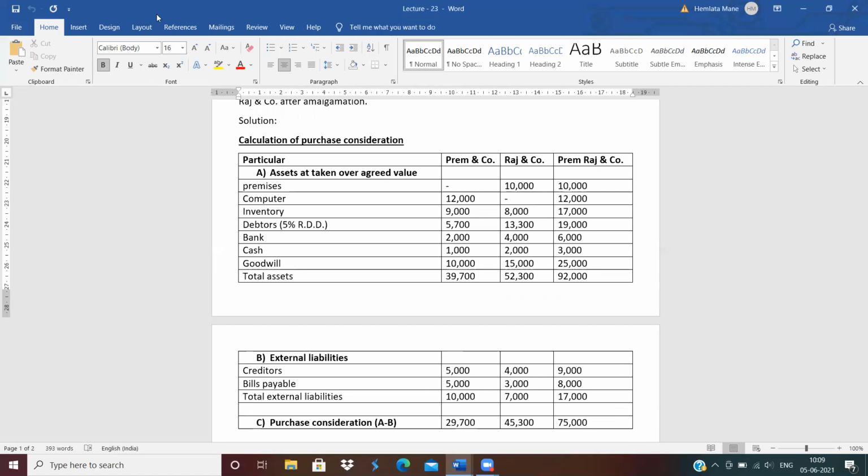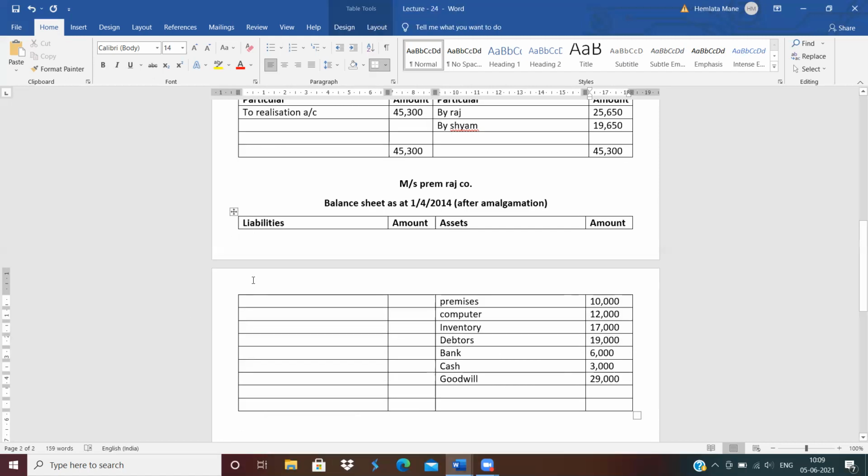See here, all the assets are taken over. All the assets are taken over or not? Yes, you have written all the assets. Now write down the liabilities. But in liabilities, you have to write the capital balance first. Write down capital.